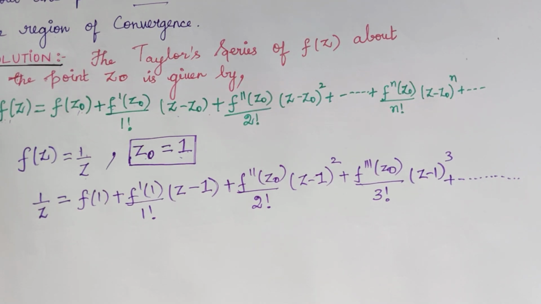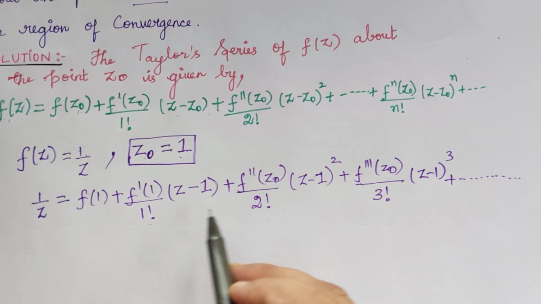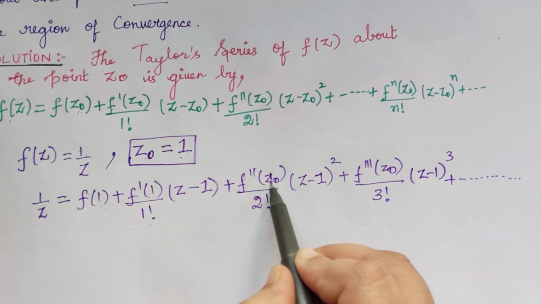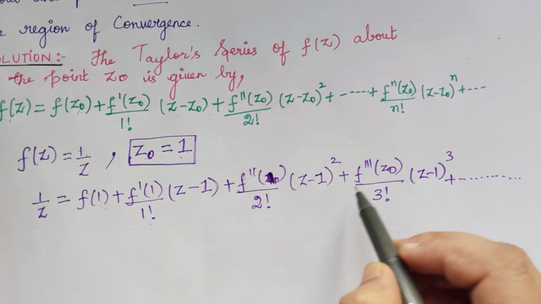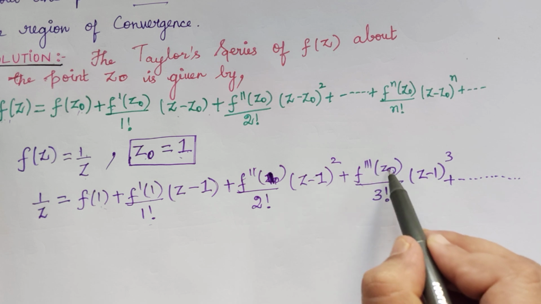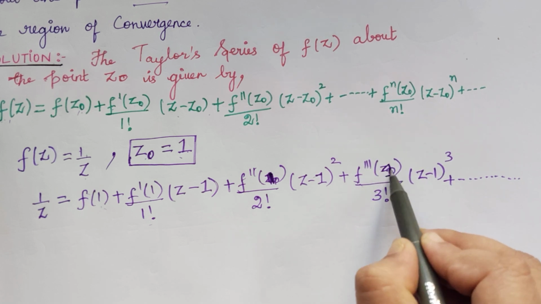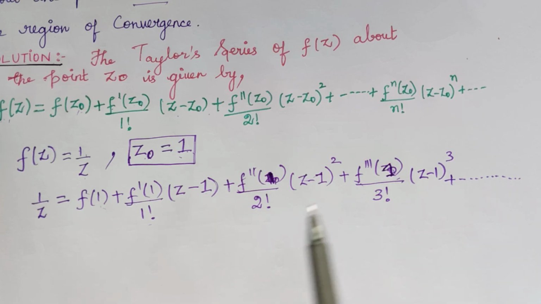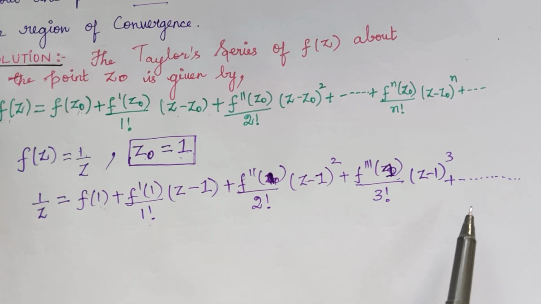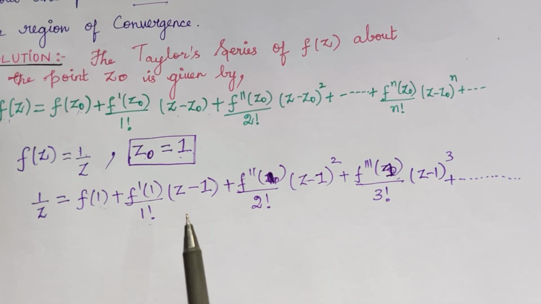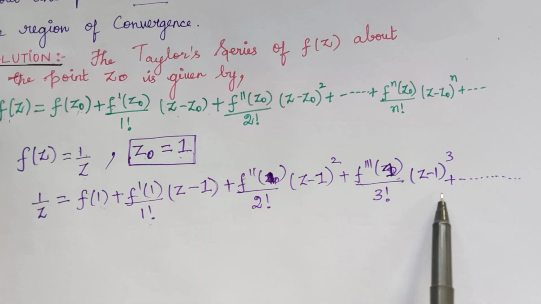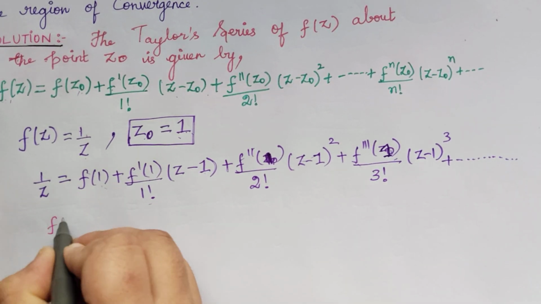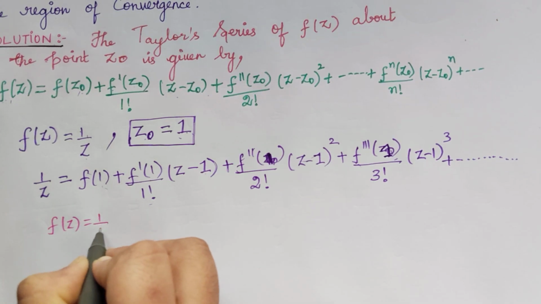Now if you see, in each of these we have to find f of 1, f dash of 1, f double dash of 1, and similarly f triple dash of 1. We have to substitute 1 here because z naught is 1. So it goes on like that. These values we have to find. In order to find that, first we should have the derivatives of the function f. Now the function f is what? f of z is equal to 1 by z.